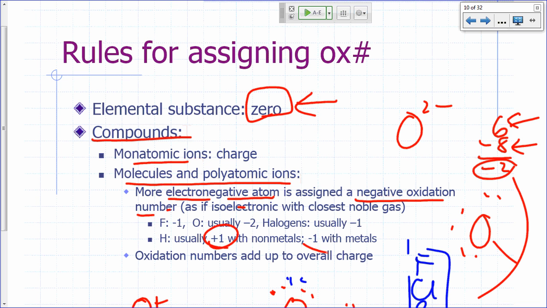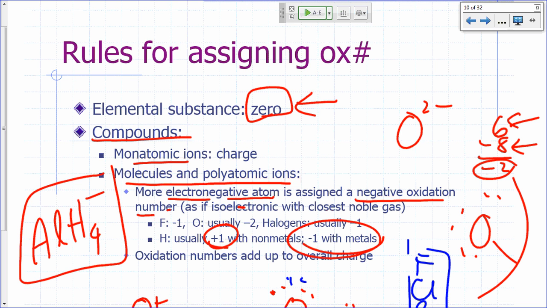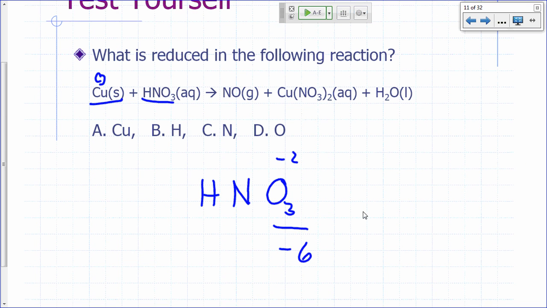But if it's combining with a metal, for example, in AlH4-, the aluminum hydride ion, it's bonded to an aluminum atom, and the overall charge is negative, then the hydrogen has a -1 oxidation number. Why? Hydrogen, to be isoelectronic with the nearest noble gas, just needs 1 more electron to make it helium-like. So hydride has a -1 oxidation number. So hydrogen in this case is +1. So what's our nitrogen then?